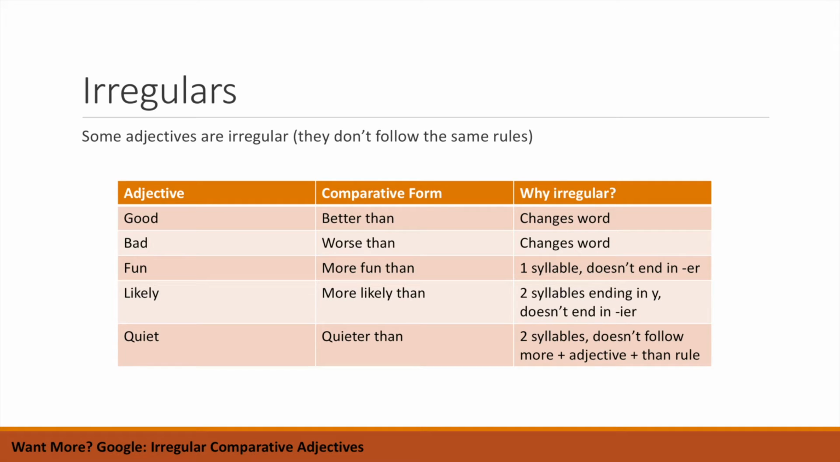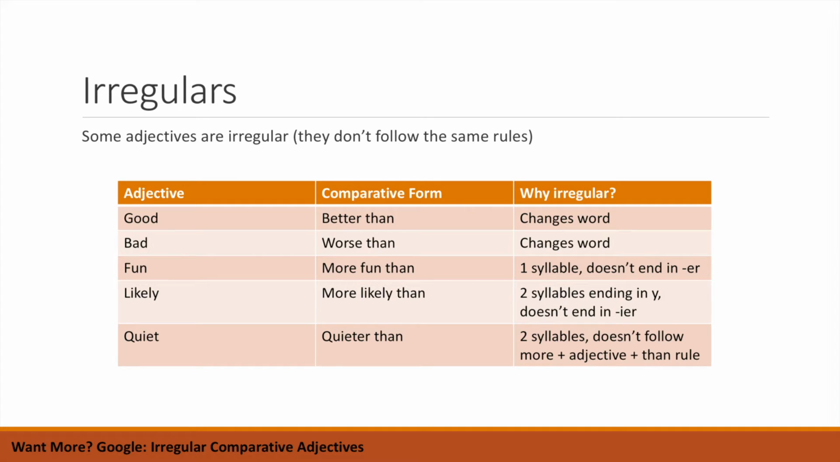Now, in the comparative, we also have some adjectives that are irregular. This means they don't follow the rules of grammar. For example, we have the adjective good. To form the comparative using good, we have to write better than. This is irregular because the word completely changes.